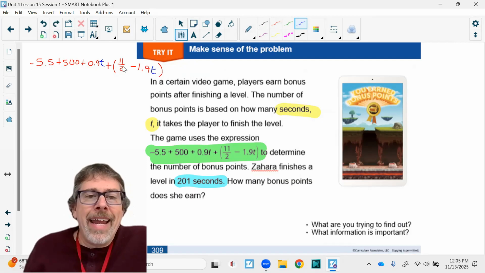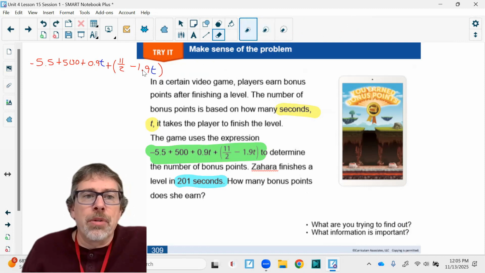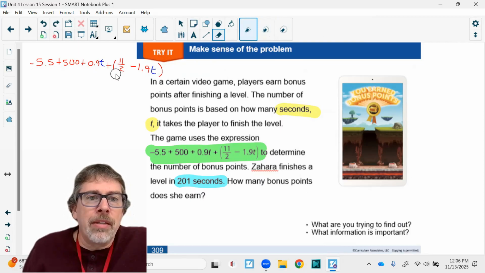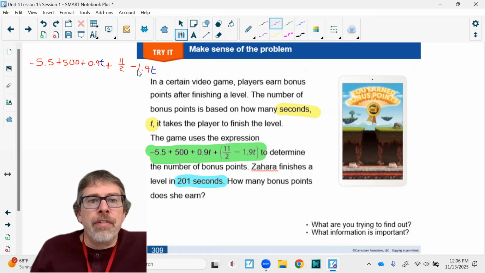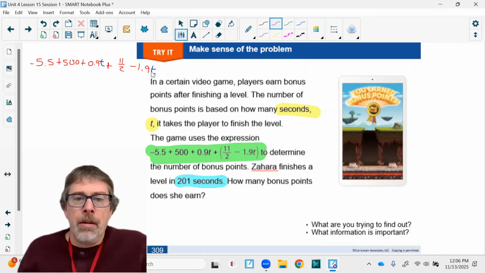So since I can't combine these, I can get rid of the parentheses. I'm going to just use my eraser here. Since this is plus, nothing changes beyond the parentheses. If this were minus, we would have to change the sign of everything in the parentheses by multiplying by -1. So I'm just going to erase the parentheses here because we had a plus sign. So there it is. The parentheses were not necessary, in other words.